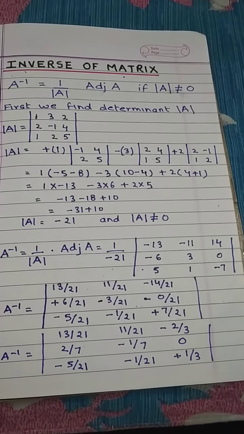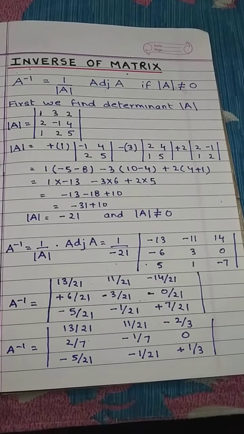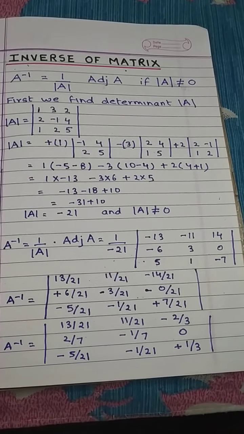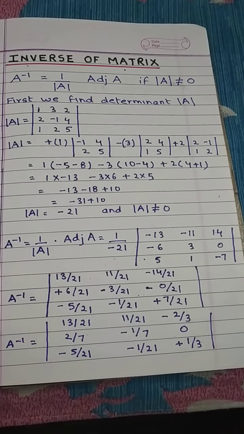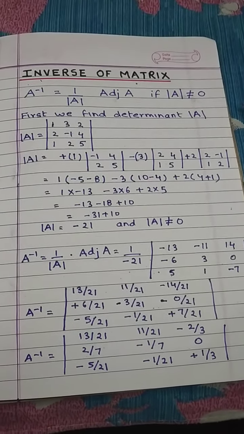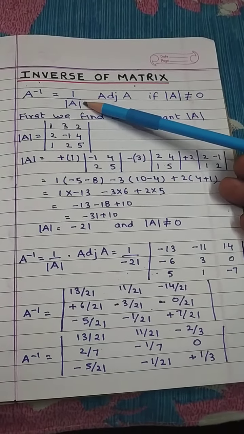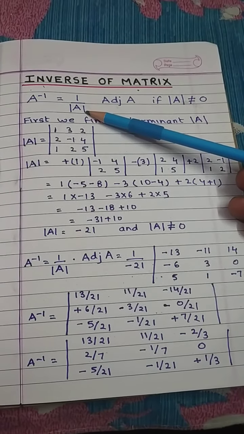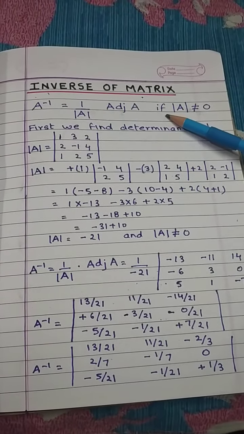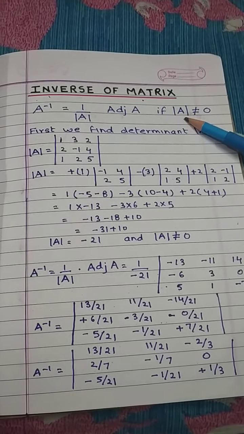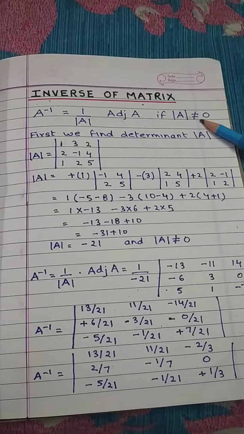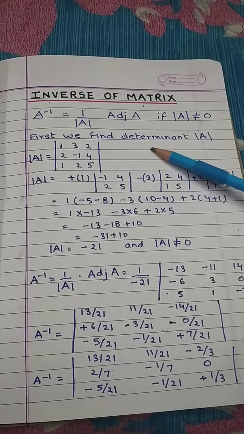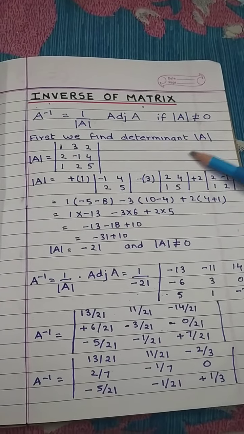After finding out the adjoint of the matrix, we proceed on to find out the inverse of the matrix. The formula for the inverse of a matrix is adjoint A divided by determinant A. Again, the condition should be that determinant A is not 0. For this, first we need to find out the value of the determinant.